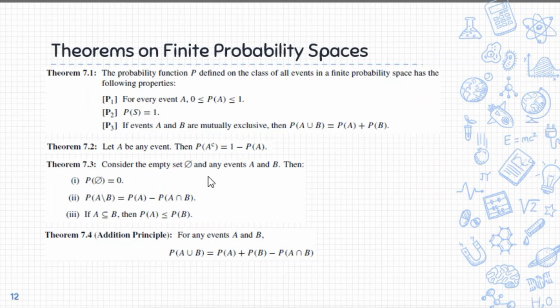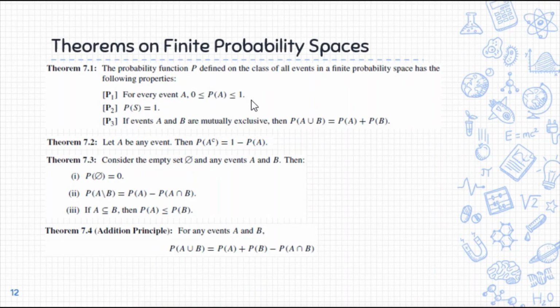Okay, so these are the additional theorems on finite probability spaces. The probability function P defined on the class of all events in a finite probability space has the following properties. So your probability of an event should not be less than 0 and it should not be greater than 1. Another is that the probability of your entire sample space, if added, should be equivalent to 1.